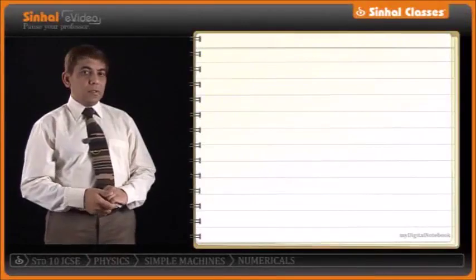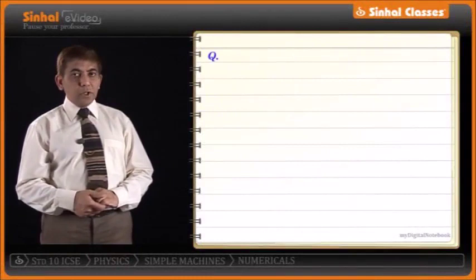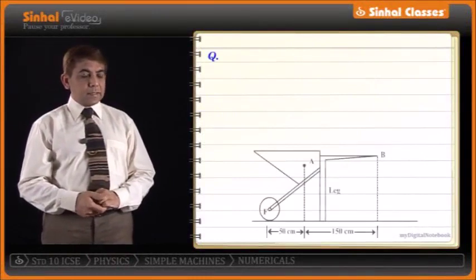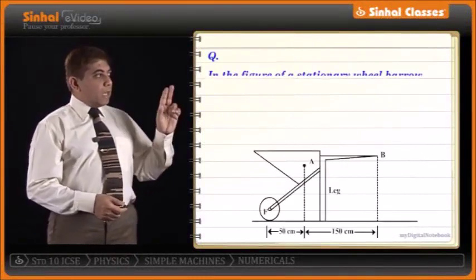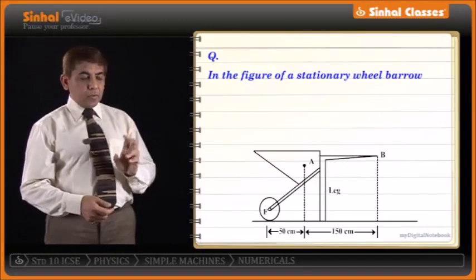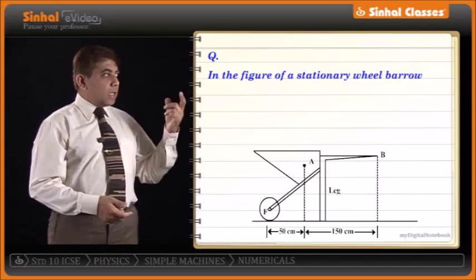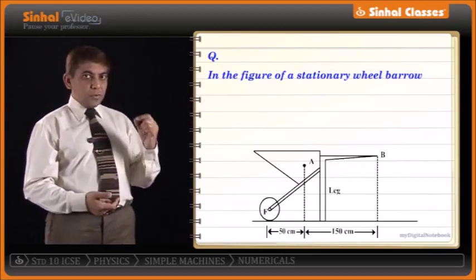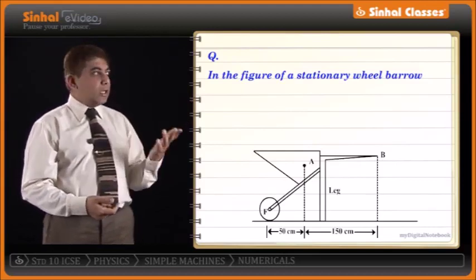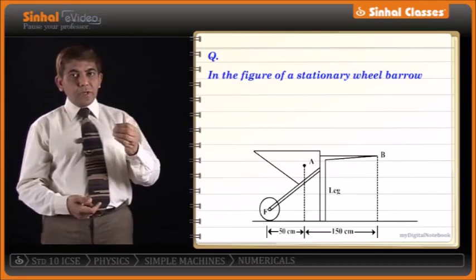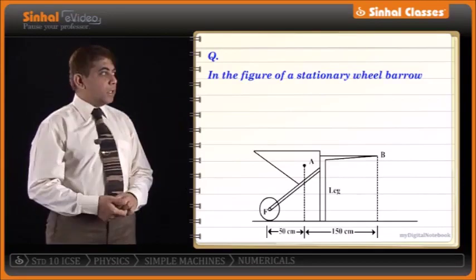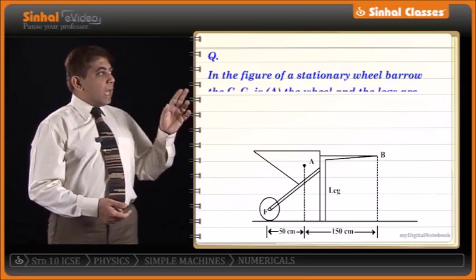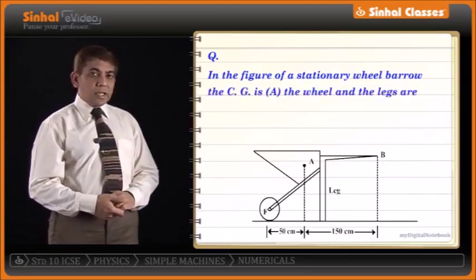How about this example, wherein we have a wheelbarrow that is being used in construction sites. In the figure, we have a stationary wheelbarrow with a CG at point A. CG is nothing but center of gravity, an arbitrary point in the surface or in the object wherein the entire weight of the body is assumed to be concentrated. The wheel and the legs are in contact with the ground.